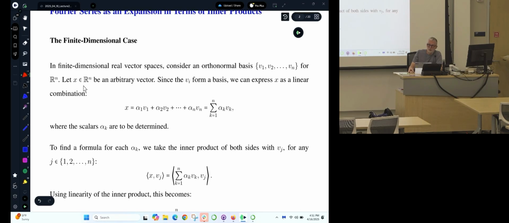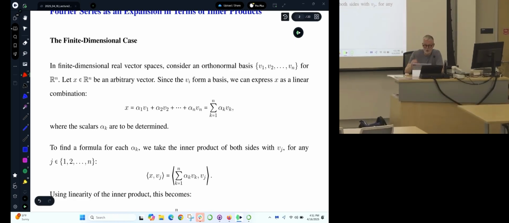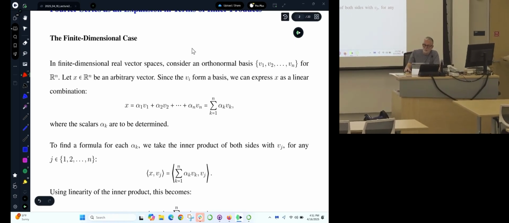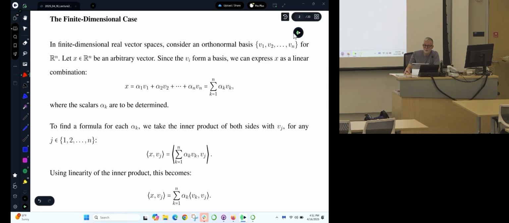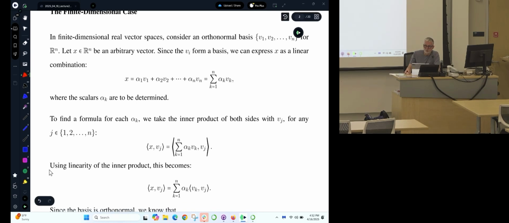So because this is a basis, we can take any vector in Rn and write it as a linear combination. Now this is a linear combination because it's finite, not infinite. Those are no longer linear combinations. And the magic is when the basis is orthonormal, you don't have to solve a set of linear equations to determine the coefficients alpha. You simply take the dot product of x with one of the basis vectors. So here's Vj. So that's all I've done here.